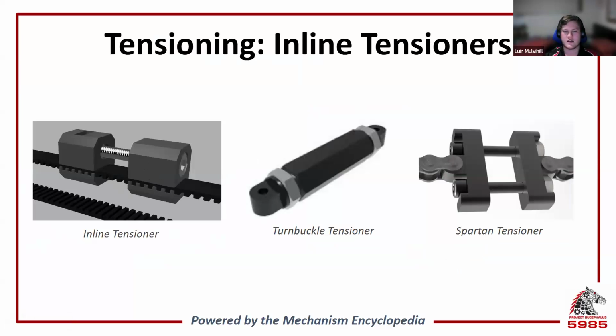For a chain, an inline tensioner replaces a section of the chain itself. You can then turn the screws to increase or decrease the distance between the two ends of the chain, making the chain loop longer or shorter to meet your needs.